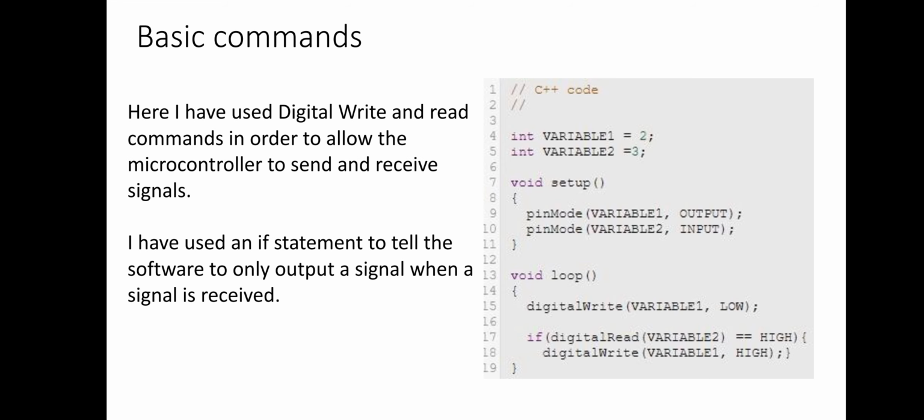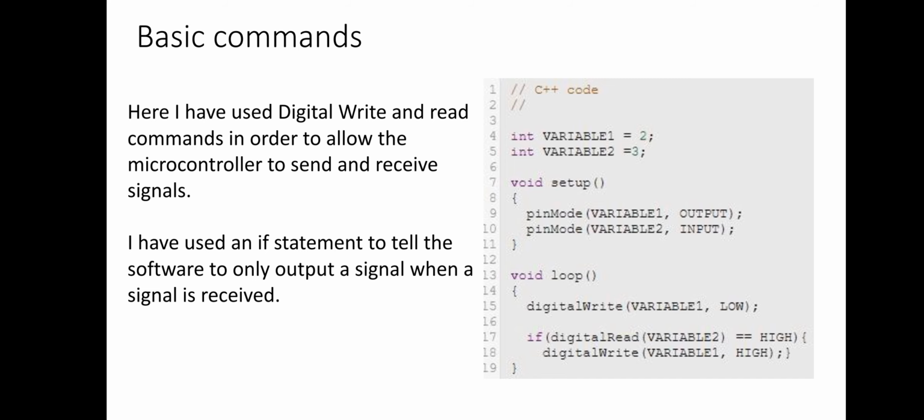Basic commands. So in void loop, that's my basic code structure. It's pretty much what I'm telling the microcontroller to do. So digitalWrite command, variable1 LOW. digitalWrite tells the pin to be a certain state. So in this command, I'm telling variable1 to output a low voltage, basically be off.